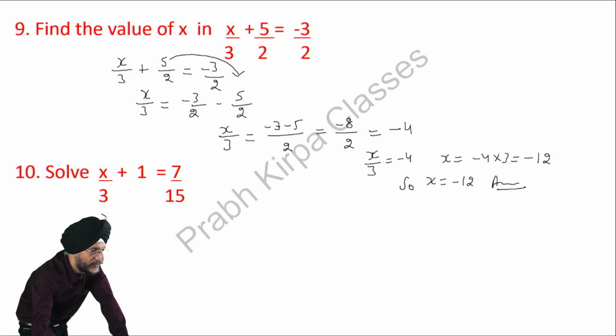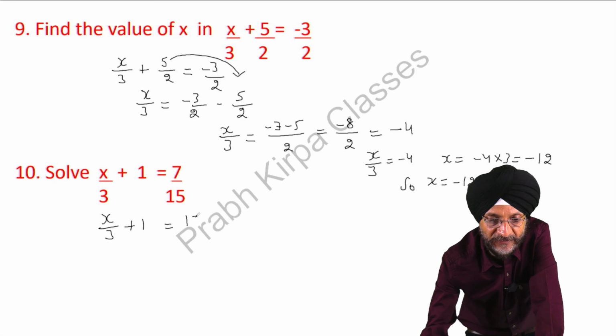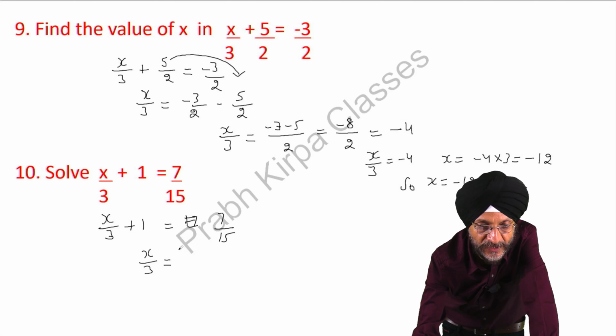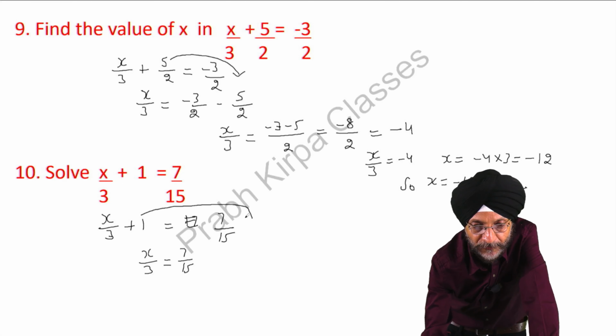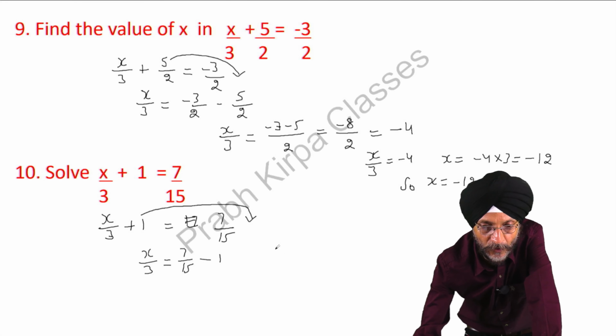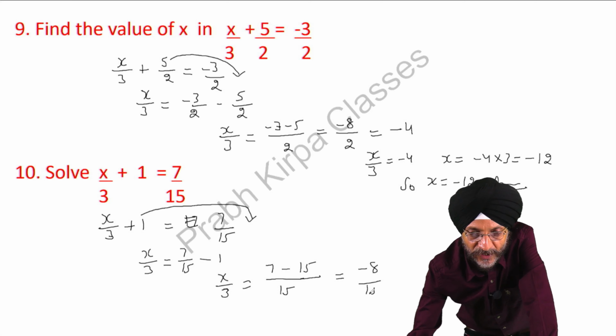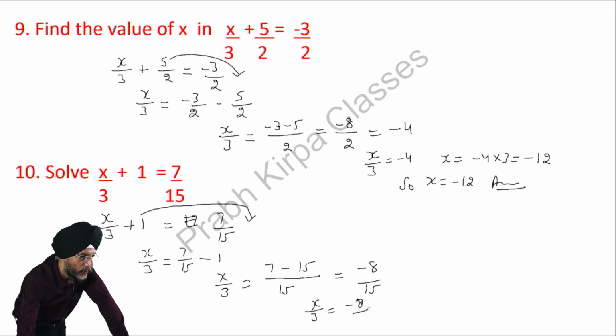So now solve x over 3 plus 1 is equal to 7 over 15. So here we will keep x over 3 on the left hand side. Here this item will go to the other side as negative because it is positive. So now we can also write it as x over 3 is equal to 7 minus 15 over 15 is equal to minus 8 over 15. So x over 3 is equal to minus 8 over 15. So we can also write it as x is equal to, we will take this 3 to the other side.